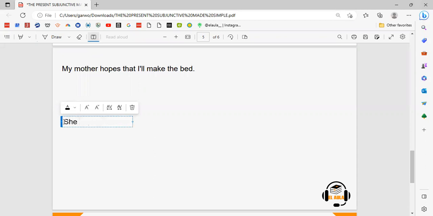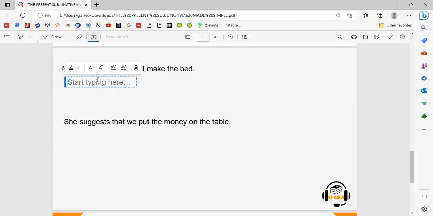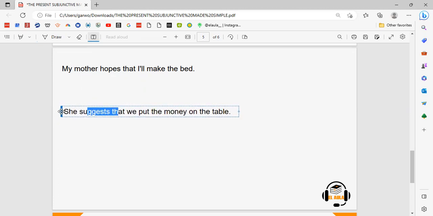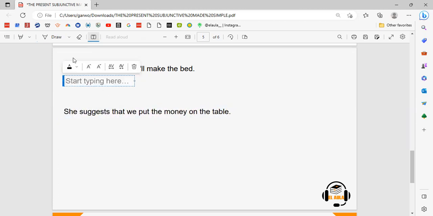She suggests that we put the money on the table. Let's try these first. Probably want to move this up a bit. Okay. So same procedure.